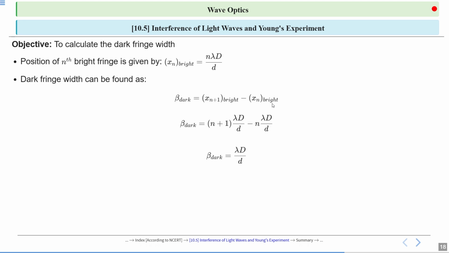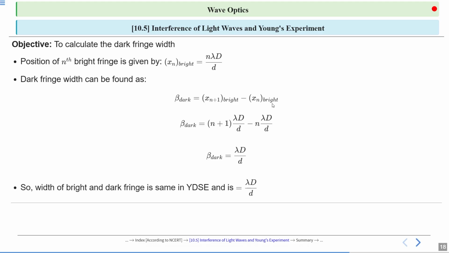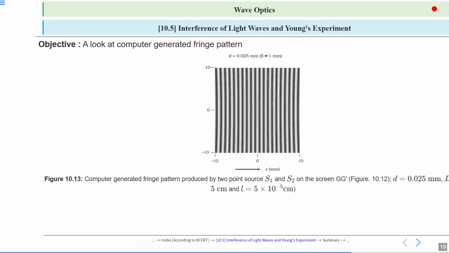This tells us that the width of the dark fringe is directly proportional to the wavelength and the distance to the screen, and inversely proportional to the slit separation. So the width of the bright and dark fringes in Young's double slit experiment is the same. Okay, we calculated and it came out to be the same, which is lambda capital D upon d. This symmetry in fringe width is a key takeaway from our discussion in wave optics.